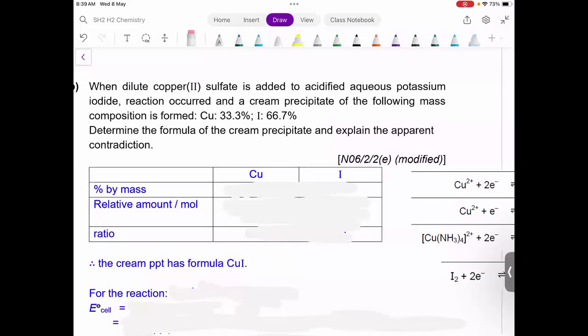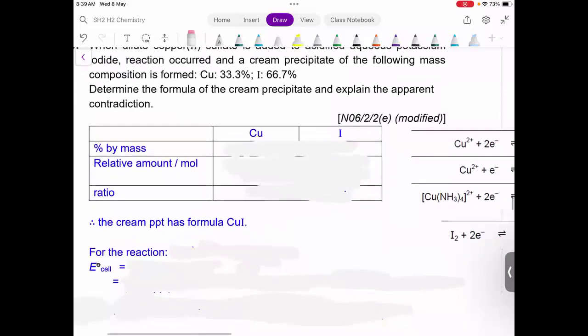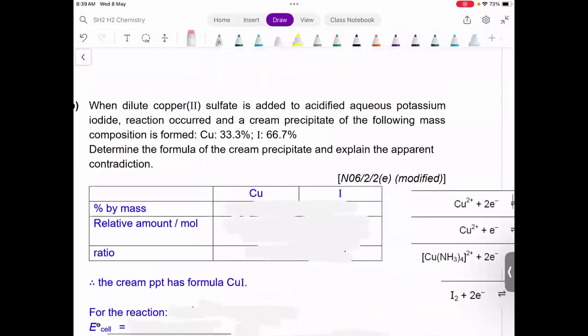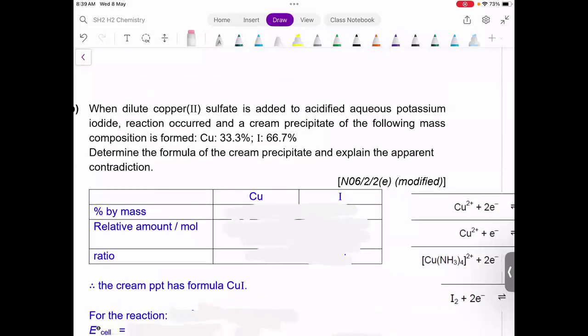This is the green PPT. Just now in part A, we proved that the reaction between copper 2 and iodide doesn't take place. But then this reaction involves the same reactants, and there is a product formed. So that is the apparent contradiction. Why is there a contradiction here?